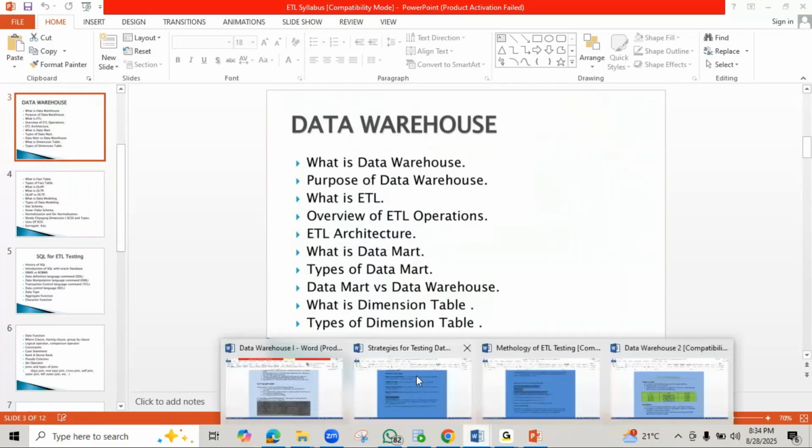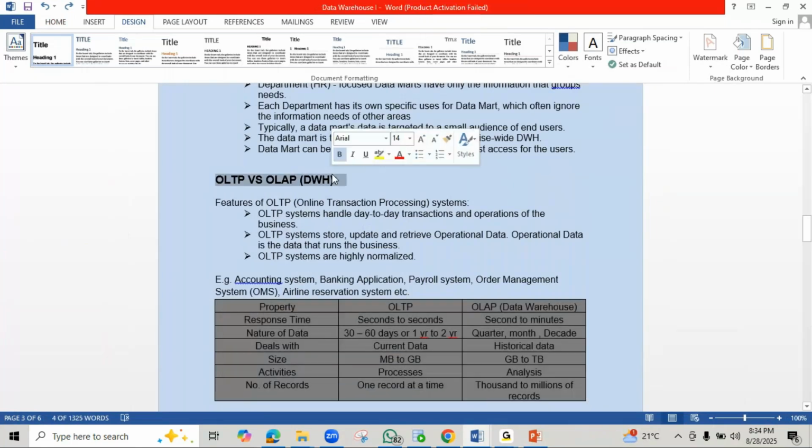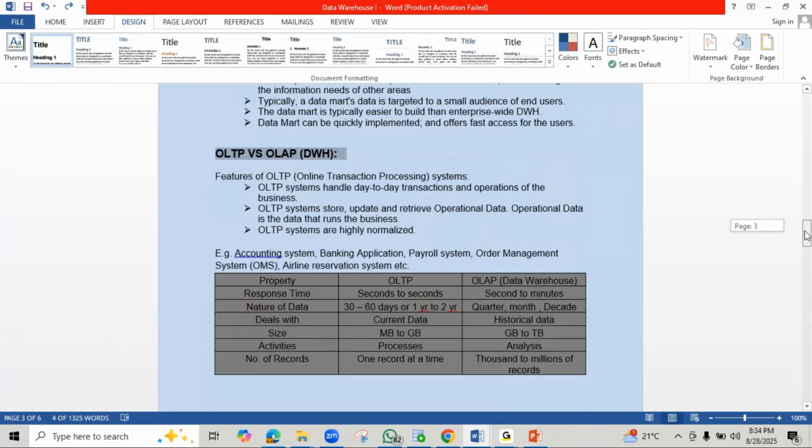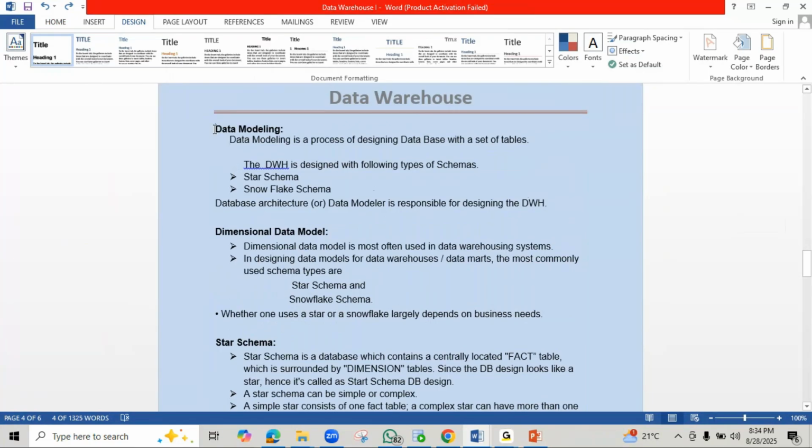So, guys, in the last class we discussed the data warehouse, and the last topic we covered was OLTP versus OLAP. Now today we are going to continue with the next one. The next topic is data modeling. So, guys, what do you mean by data modeling? Data modeling is a process of designing a database with a set of tables.